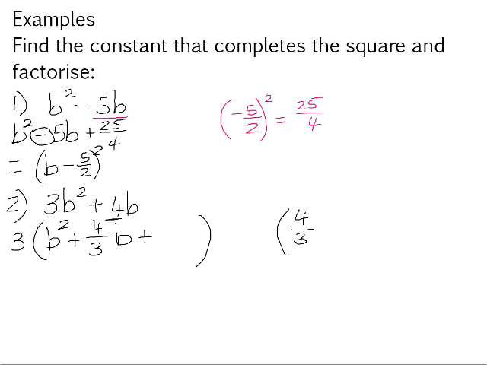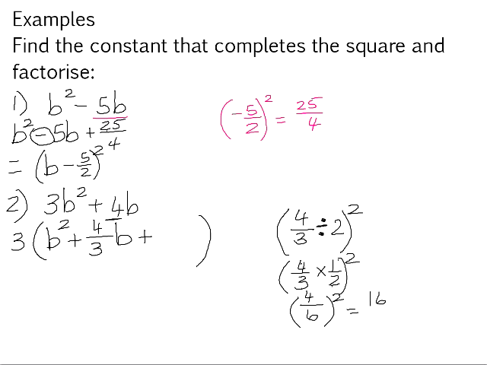And now we need to divide that by 2. Rather than have fractions over fractions, I'm just going to write it as a division and square it. And dividing by 2 is the same as multiplying by a half. 4 times 1 is 4. 3 times 2 is 6. All squared. And that gives you 16 over 36. And you're very welcome to just pop that straight into your calculator and it will give you the 16 over 36 straight away.